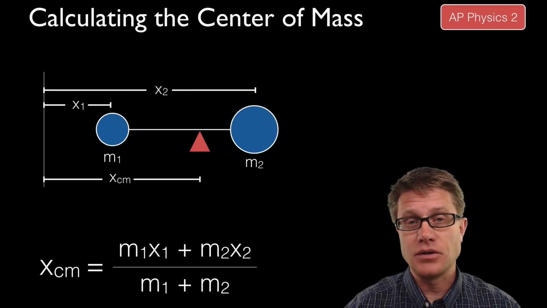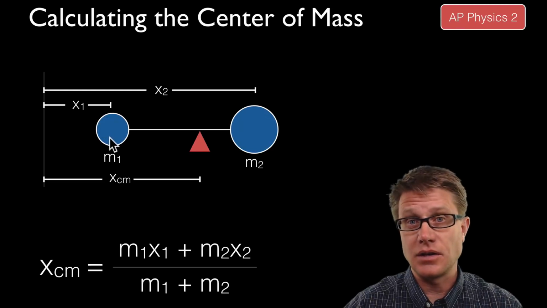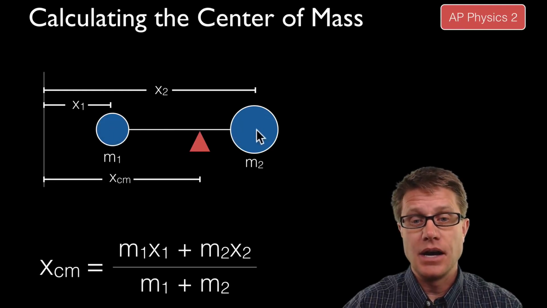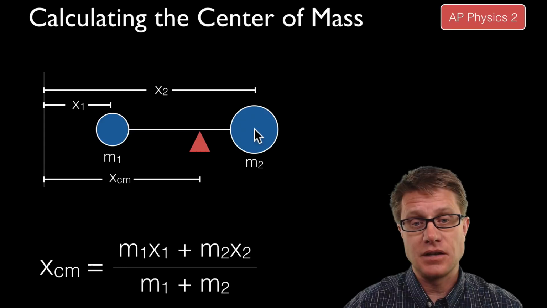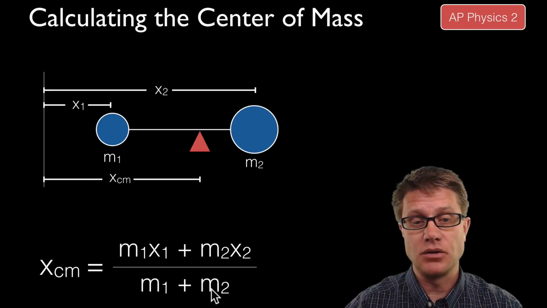We then set up our two distances. This is going to be x1. It's the distance to the center of mass 1. And then x2 is the distance to the center of mass 2. So our formula, all you do is simply multiply mass 1 times x1. So it'd be this mass times that x, plus this mass times that x, and then you're dividing the whole thing by the sum of the two masses. In other words, mass 1 and mass 2.